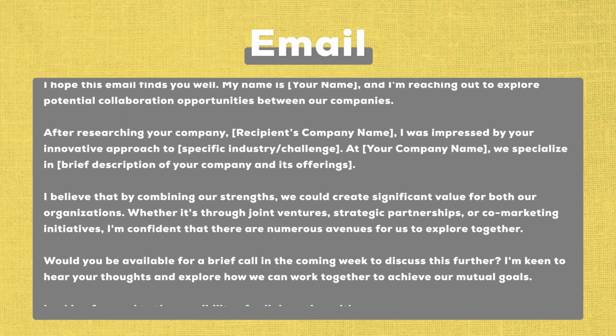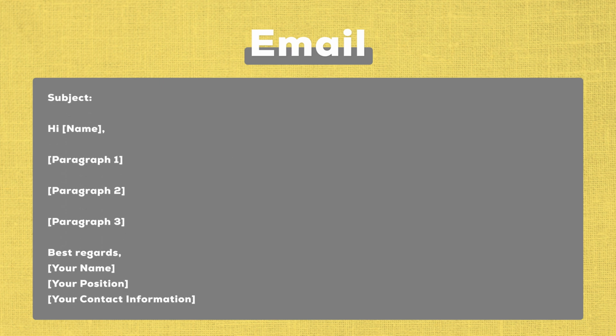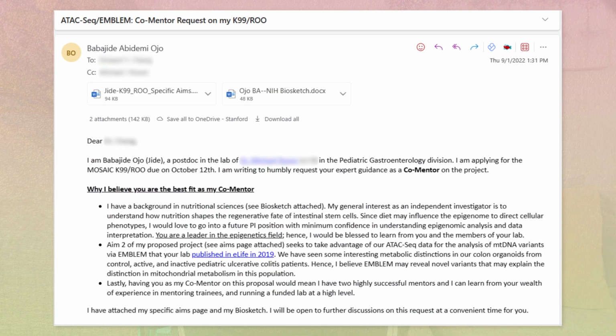So what I will do is make my email short, like 2 to 3 short paragraphs. Plus, I will use a catchy subject line like "Question about your Nature Comps paper." Any scientist that sees that would want to read more. For example, see this email that I sent some time ago to request mentoring from an expert outside my field. Notice the subject line, where I said "ATAC-seq and request for co-mentoring."